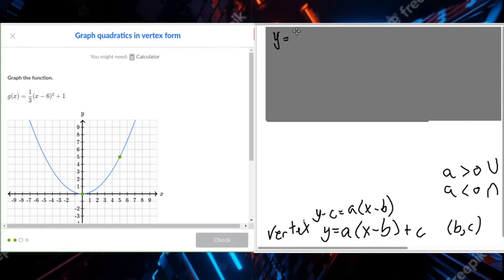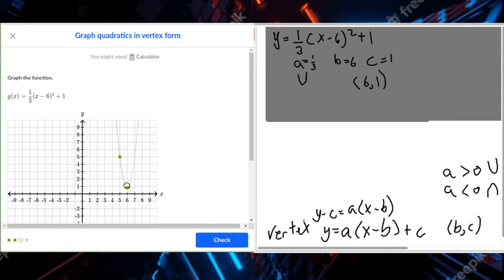y equals, this is g of x, sorry, 1/3 times x minus 6 squared plus 1. So again, this is going to be our a, this is going to be our b, and this is going to be our c. So our a is 1/3, so I know that it opens up. And my b is going to be 6, and my c is going to be 1. So my vertex is at 6, 1. Okay, and it opens up.